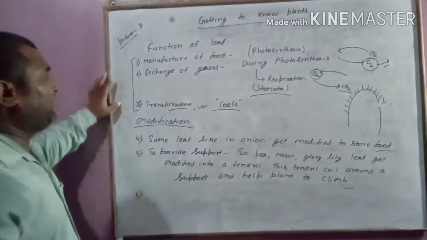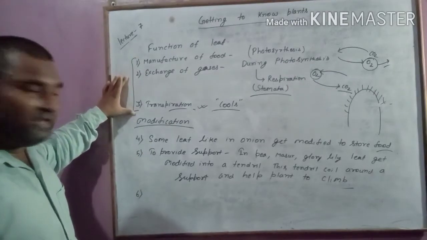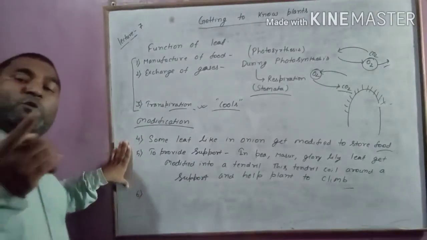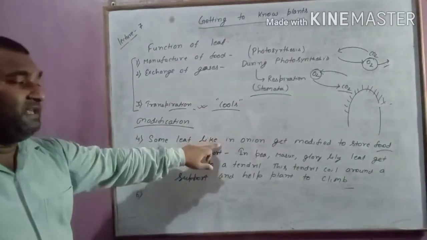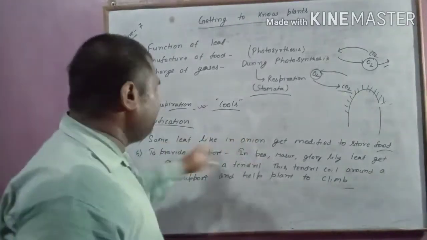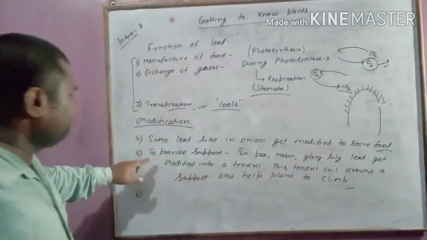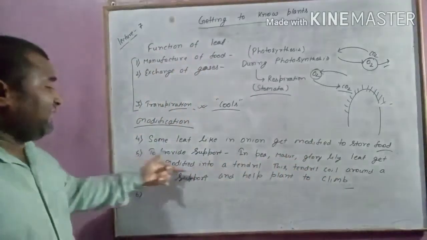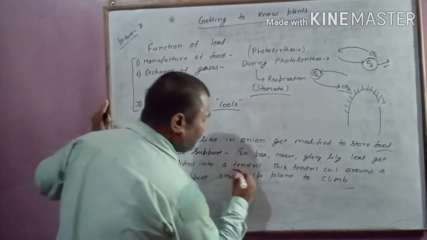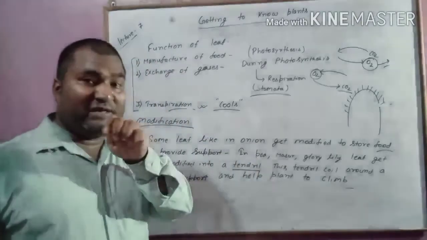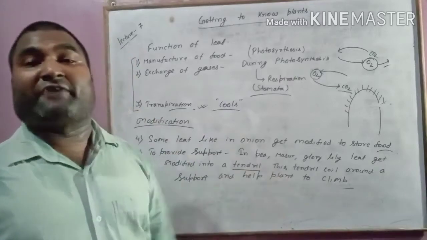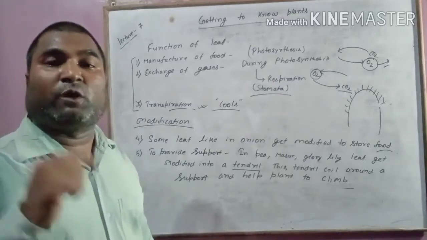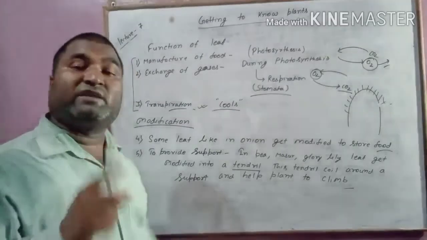So after this we will have three main function of the leaf, and three more function is there that happens due to modification of the leaf. First, leaf get modified to store food in onion, and it provides support in case of mushroom, glory lily and pea, and this modification is called tendril. And the last one is leaf get modified into spines, and that spines not only check the loss of water, it also protect the plant from the grazing animal.